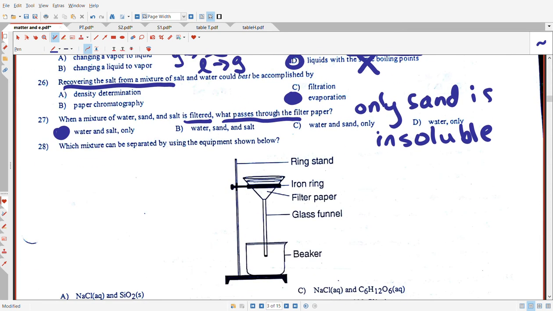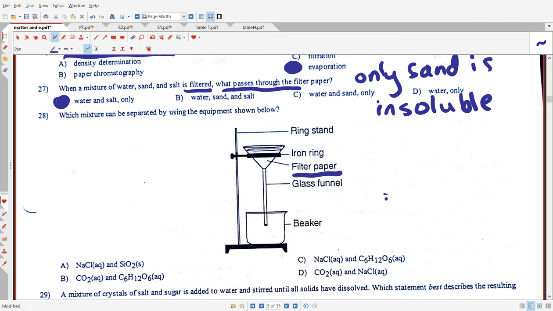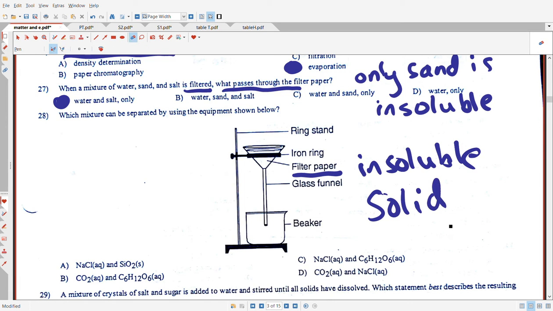And here's an example where we have filter paper. So you need some insoluble solid in order to use filter paper. And if you look at the choices, aq, aq, aq, aq, aq, aq, aq, and I see a solid here. So even if you didn't know whether it was soluble or not, it doesn't matter. It's the only choice with the solid.